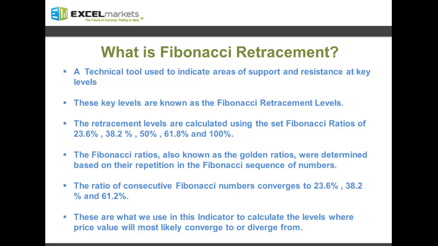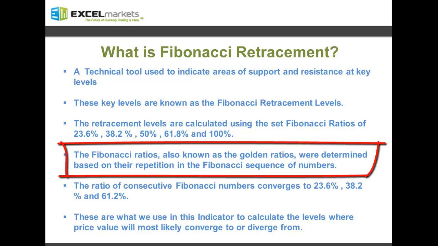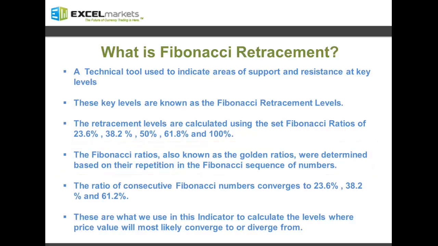The Fibonacci ratios, also known as the golden ratios, were determined based on their repetition in the Fibonacci sequence of numbers. The ratio of consecutive Fibonacci numbers was found to converge to these retracement levels of 23.6%, 38.2% and 61.8%. These are what we use in this indicator to calculate the price levels where the price value will most likely converge to or diverge from.